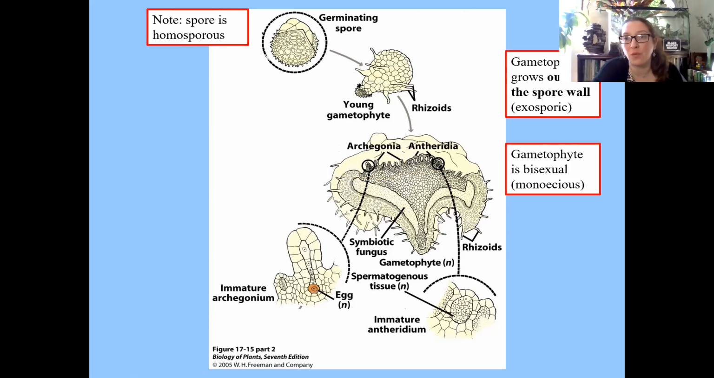Oh, and just so when you're looking at these later on your own, these are some reminders. Spore is homosporous, because the sporophyte is homosporous. Gametophyte grows outside of the spore wall. Gametophyte is bisexual or monoecious.